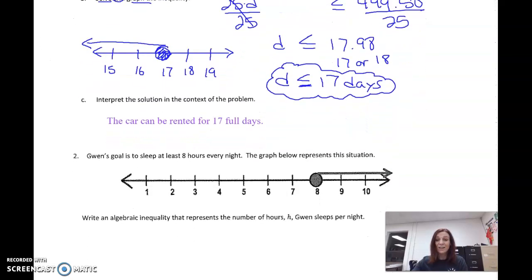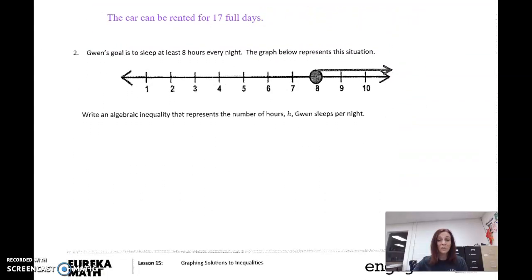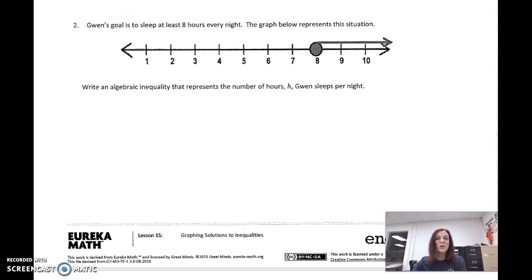All right, let's look at this problem. It's a little bit different. Might help you with your homework. Gwen's goal is to sleep for at least 8 hours every night. The graph below represents that situation. Write an algebraic inequality that represents the number of hours h that Gwen sleeps per night.